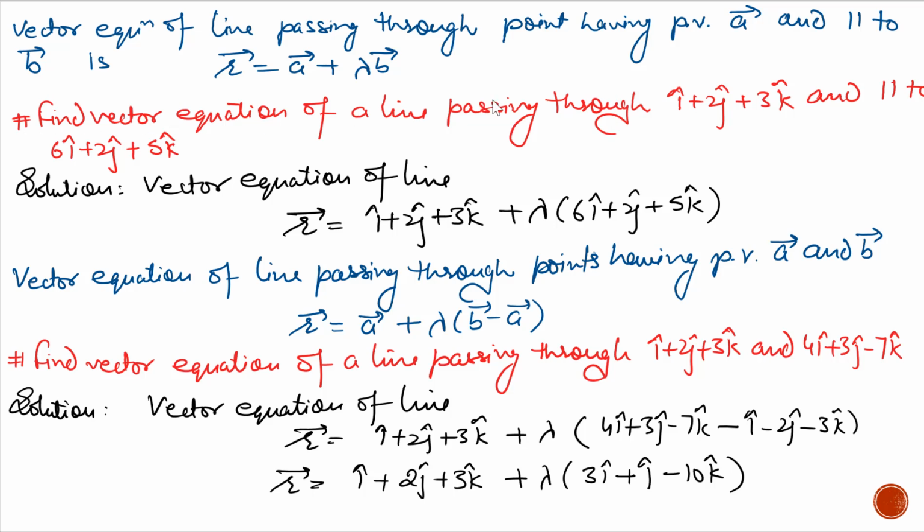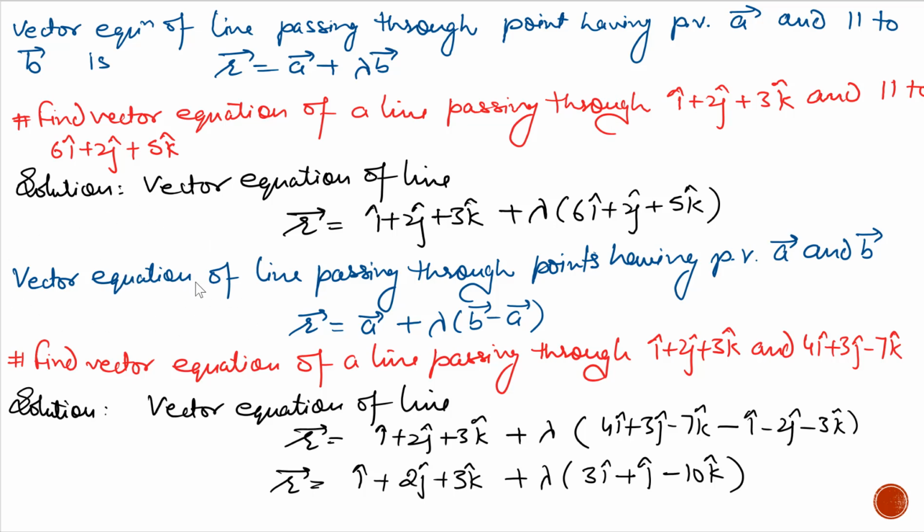Find equation of line passing through i cap plus 2j cap plus 3k cap and parallel to 6i cap plus 2j cap plus 5k cap. Here vector equation of line is r vector equals to a vector plus lambda times of b. Here a is i cap plus 2j cap plus 3k cap and b vector is 6i cap plus 2j cap plus 5k cap. So r vector equals to i cap plus 2j cap plus 3k cap plus lambda times of 6i cap plus 2j cap plus 5k cap.